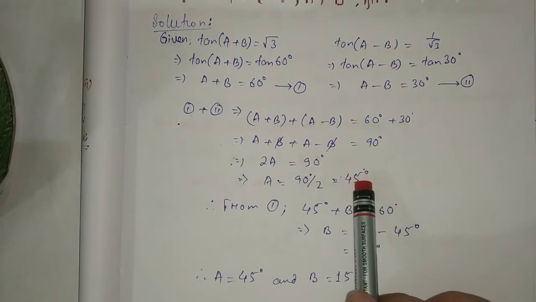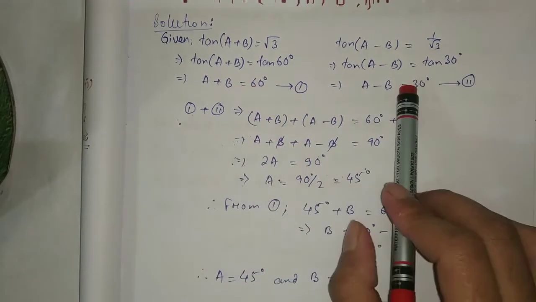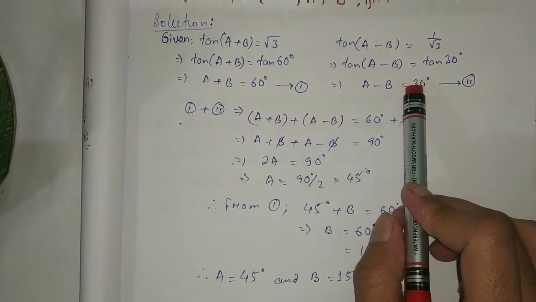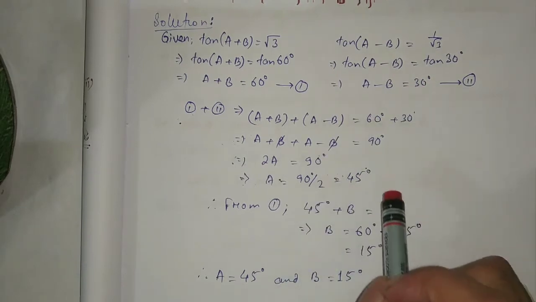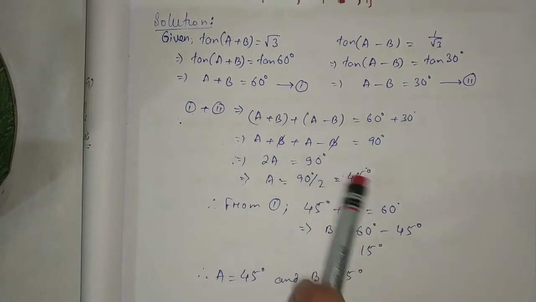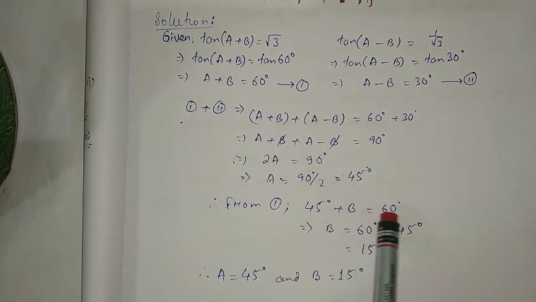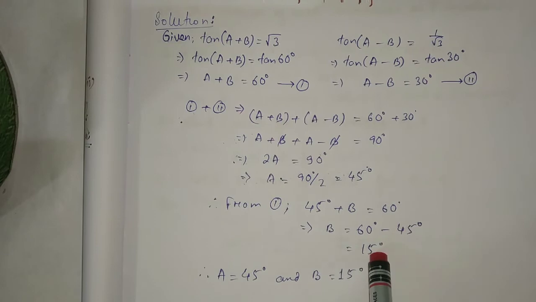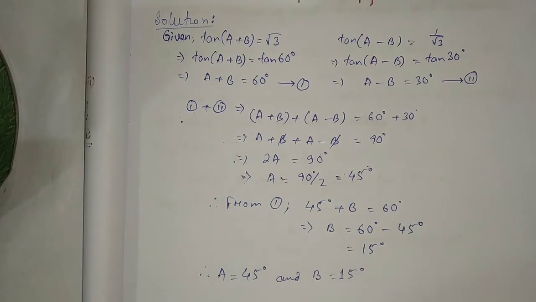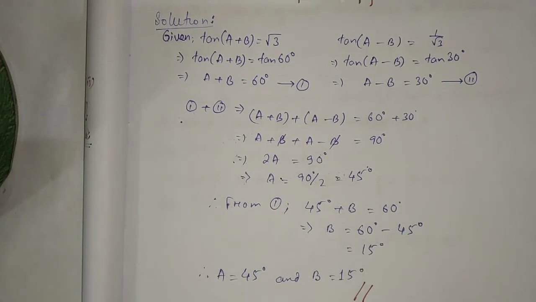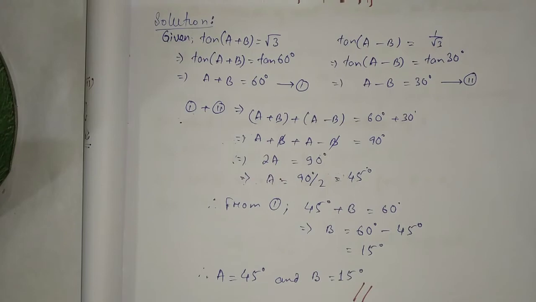Now we can put this value of a equal to 45 either in this equation or in this equation to obtain the value of angle B. What I have done here is I have simply put the value of angle A in this equation and found out the value of B to be 60 minus 45, which is equal to 15 degree. So the ultimate answer of this question is A is equal to 45 degree and B is equal to 15 degree.